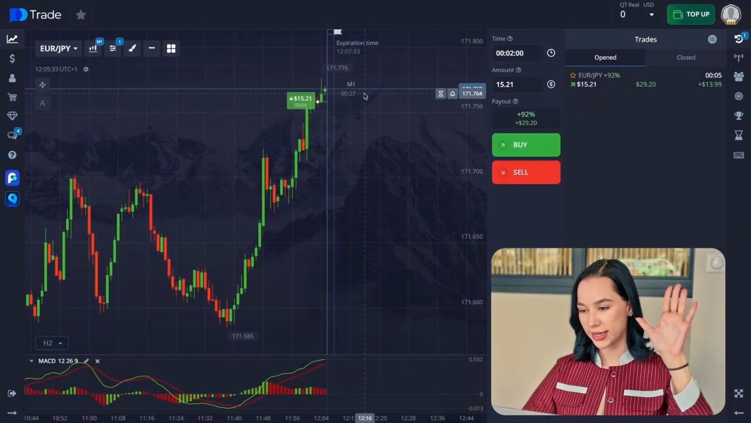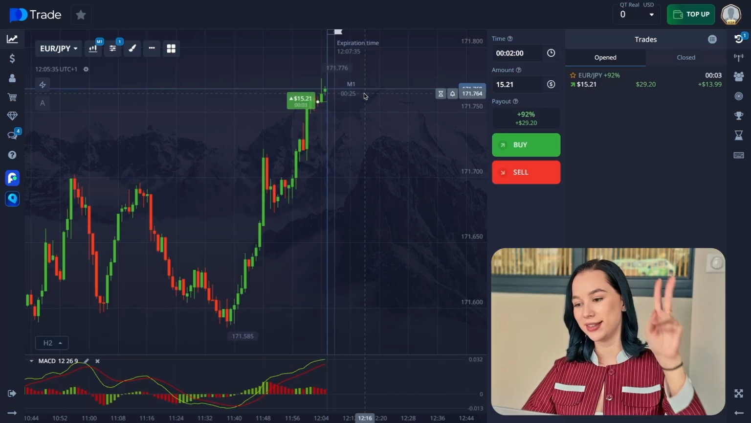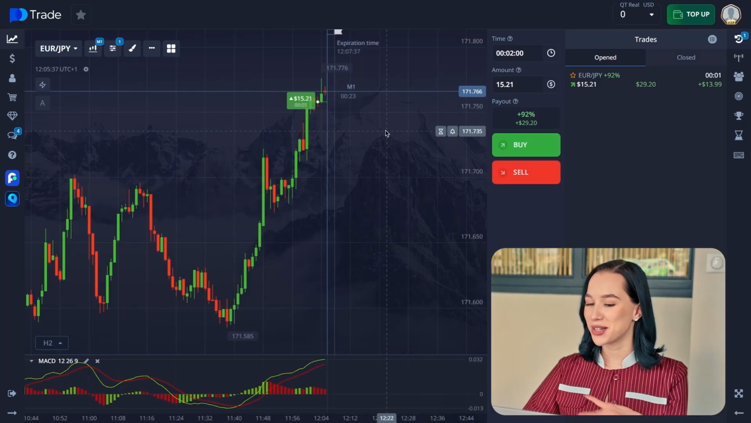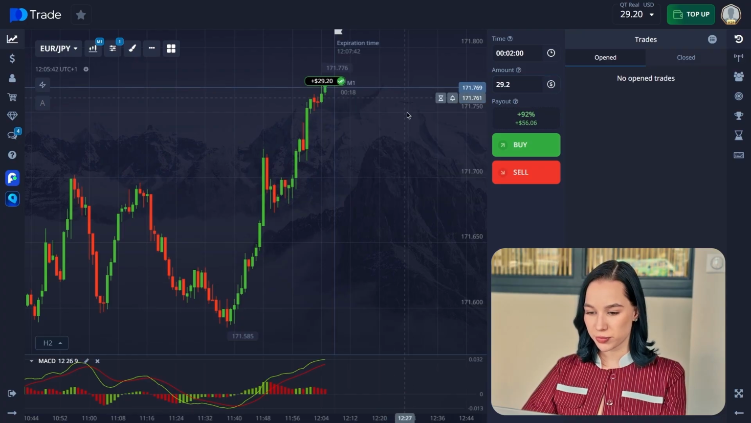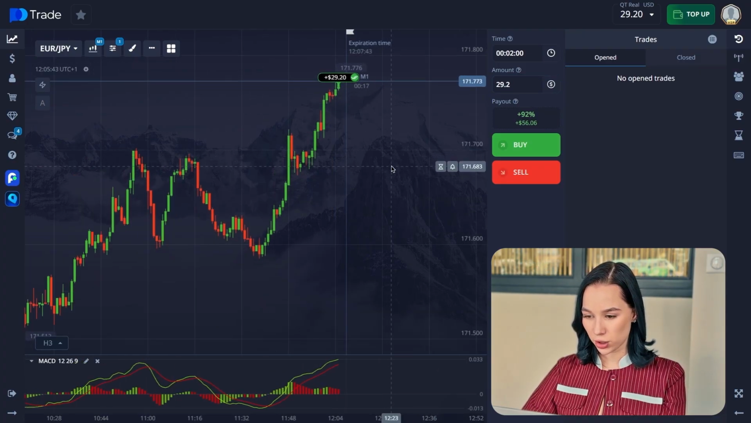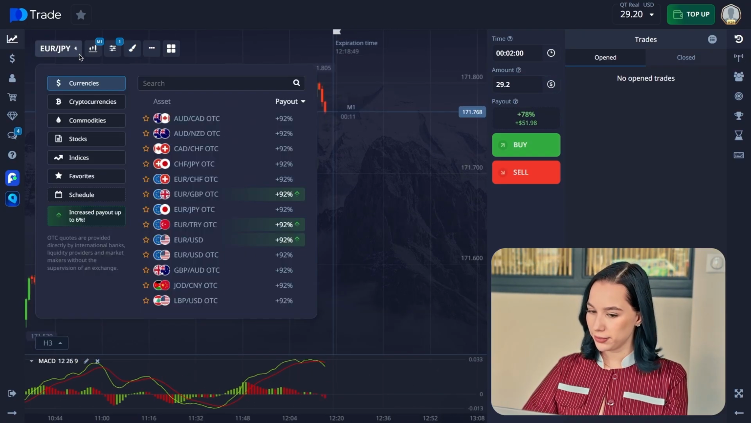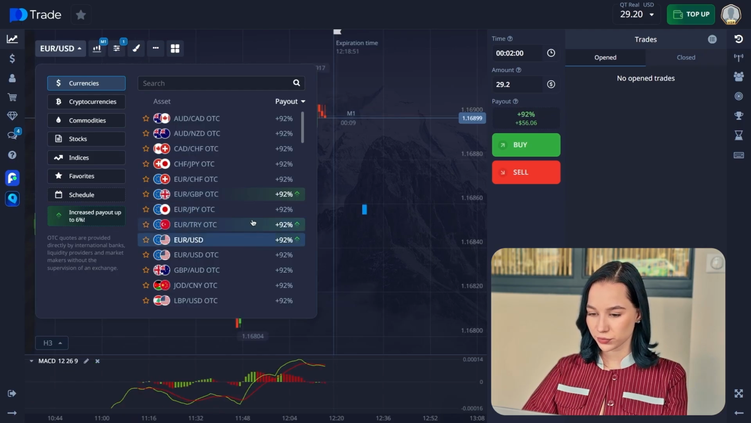So guys, we have 5 seconds. 4, 3, 2, 1. That's pretty great. So we close the trade in the plus as well. So let's change our amount of money per trade to $29.2. Already, that's not bad.